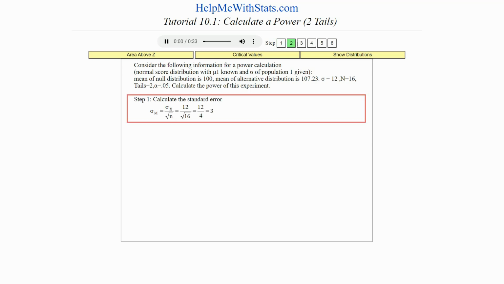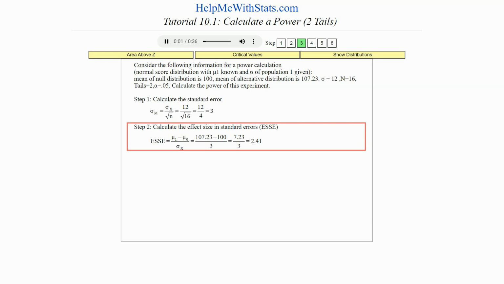Let's start by remembering that power calculations use mean distributions. Mean distributions are thinner than score distributions by a factor of the square root of the sample size. The width of the mean distribution, the standard error, is the standard deviation of the scores divided by the square root of the sample size. In this example, the standard error is the standard deviation of 12, divided by the square root of 16. This works out to 12 divided by 4, the square root of 16, which is 3.